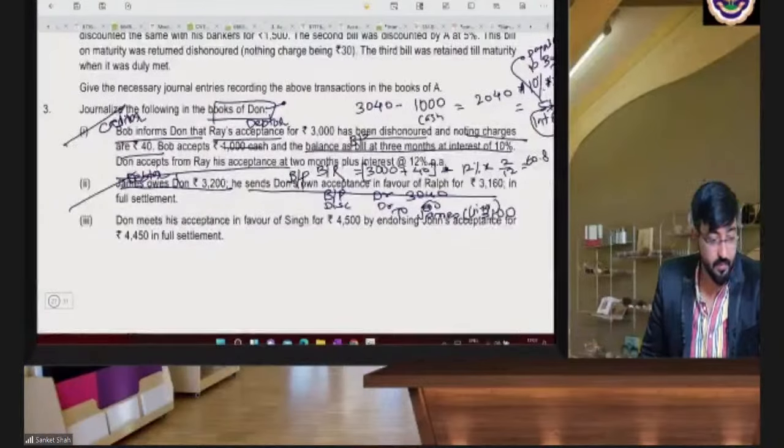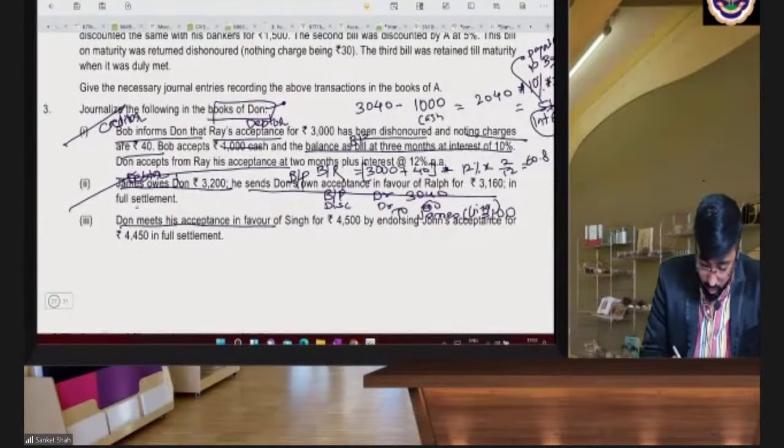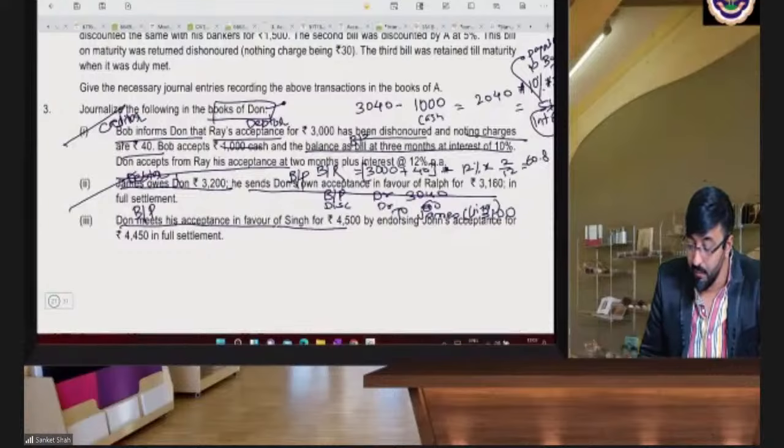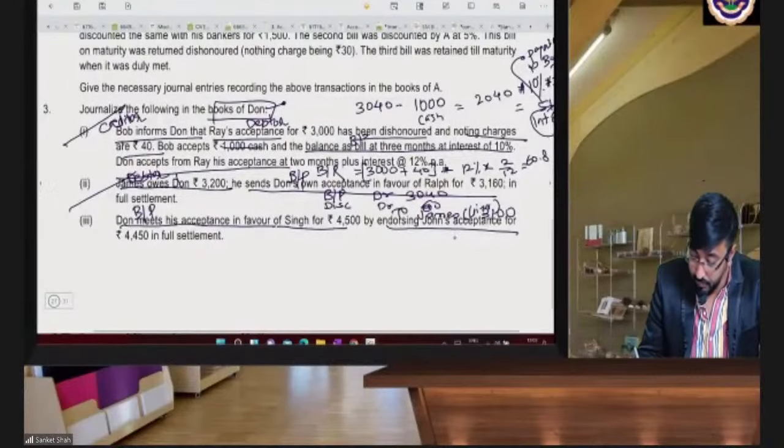Easy check. Next one. Don meets his own acceptance. So bills payable in favor of Singh, 4,500, by endorsing John's acceptance. Now, John's acceptance is a bills receivable for me.